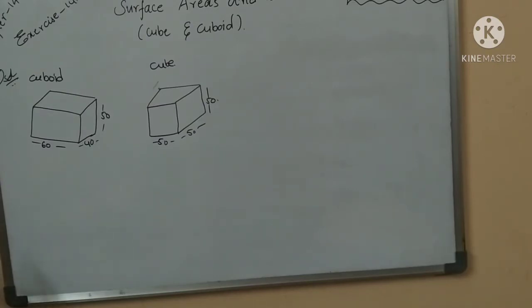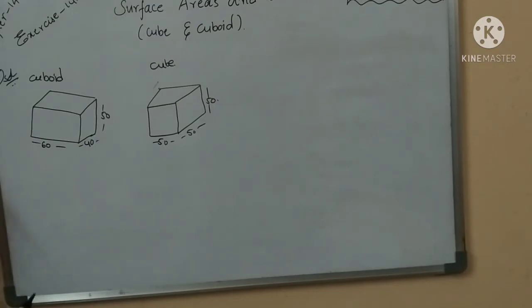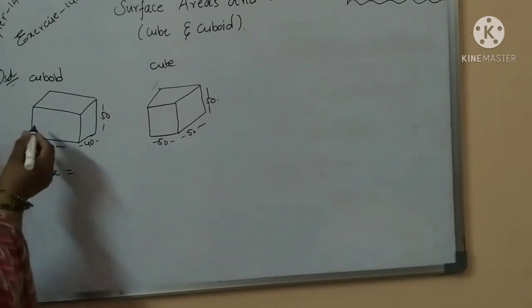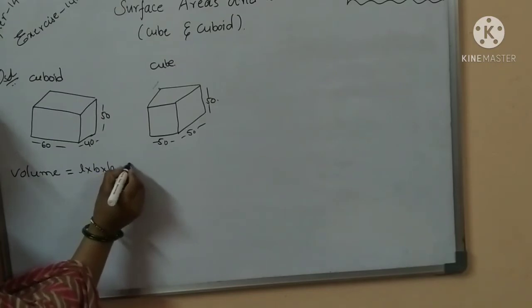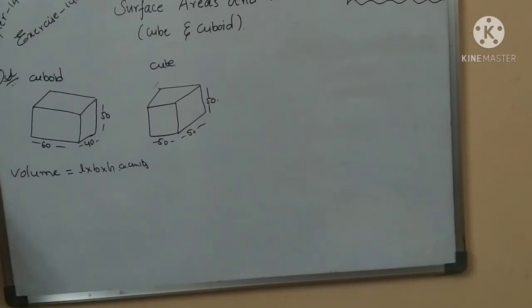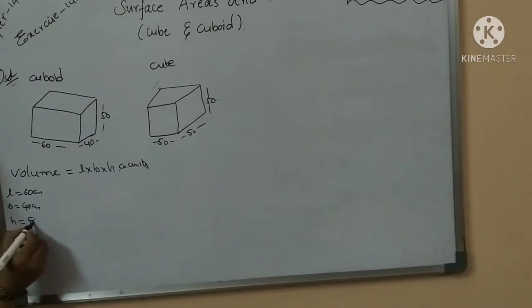So here you are asking about the weight. You are asking for the first figure and the second figure, comparing the weight of the first figure with the second figure. Weight means here find the volume. What is the cuboid volume formula? L into B into H cube units. Okay. So here given that L equal to 60 centimeters and B equal to 40 centimeters and H is equal to 50 centimeters.